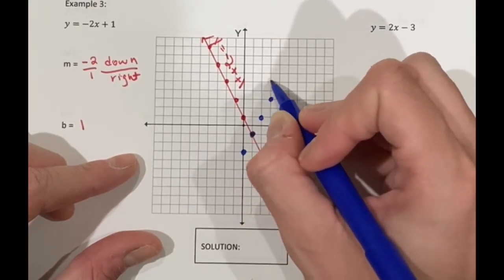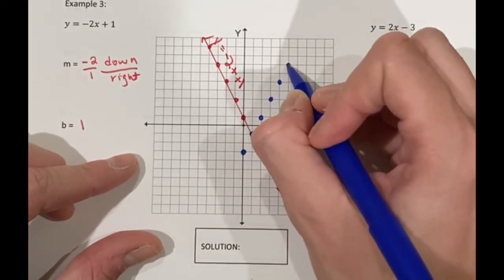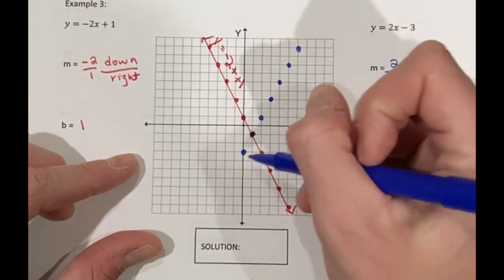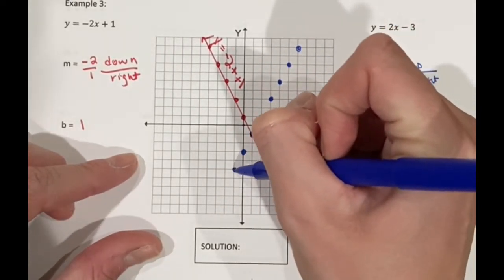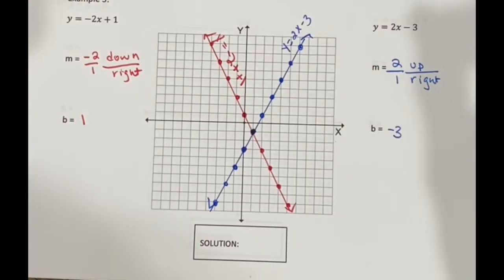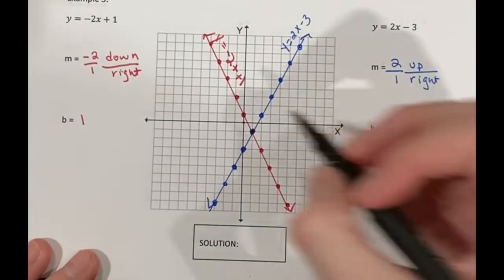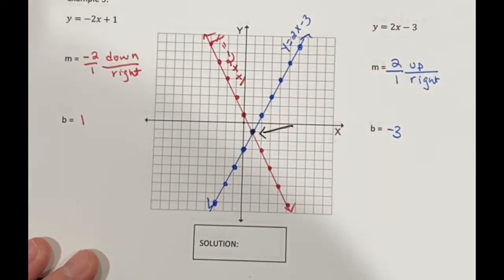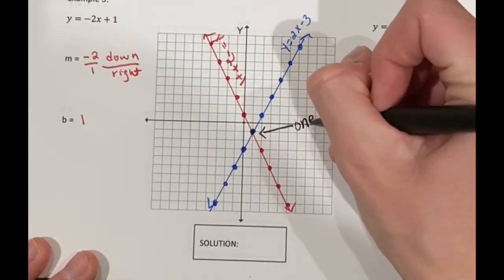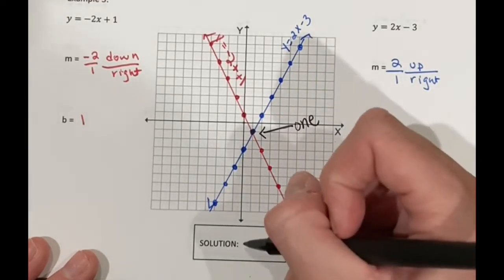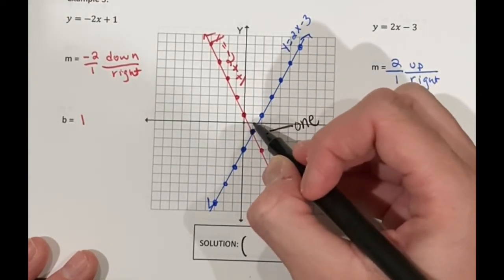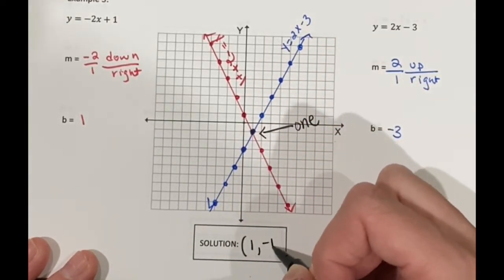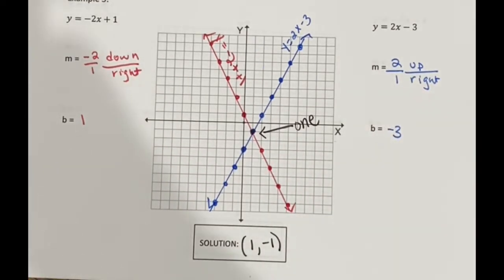Then if I went in the other direction, I would need to do the opposite. So I would need to go down 2 and to the left 1. So then if I'm looking here, I see that my lines intersect there. So they intersect at a point. So that means that I have one solution. And my solution would be the point 1, negative 1.